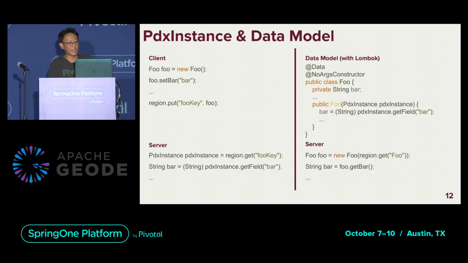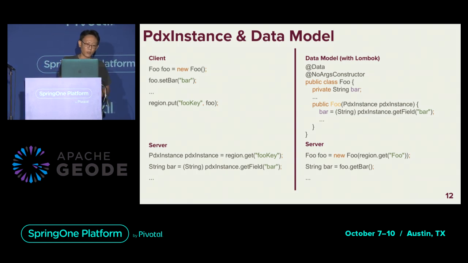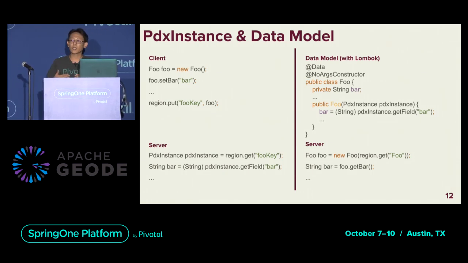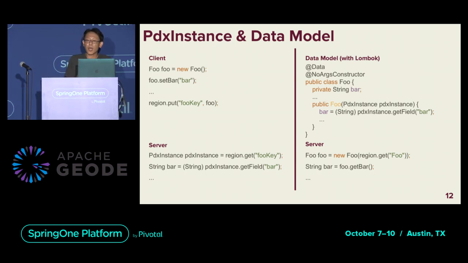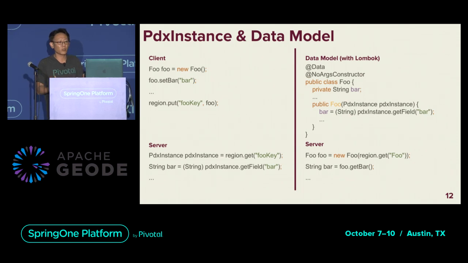On the left-hand side, assuming you have PDX enabled, you have read-serialized equal to true. From the client side, it's very basic: you have a domain model or model class, you set it up and do region.put. On the server side, when you get it out, because you said I want to read data in a serialized form, it will not deserialize into a domain model for you. So what you're going to get is something called a PdxInstance.